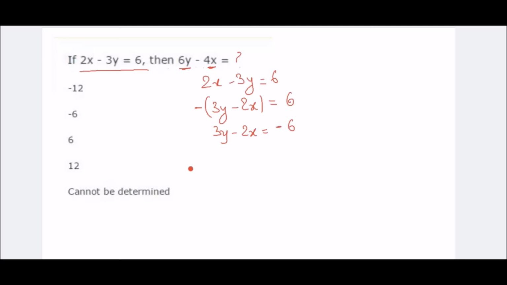So when we multiply it by 2 on both sides, then it will become 6y minus 4x, which will equal minus 12. So our answer is minus 12, our first option.